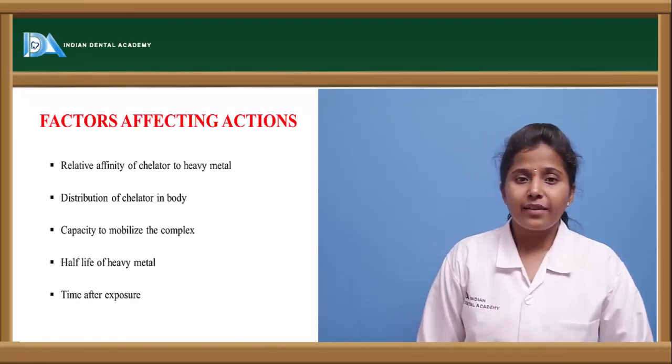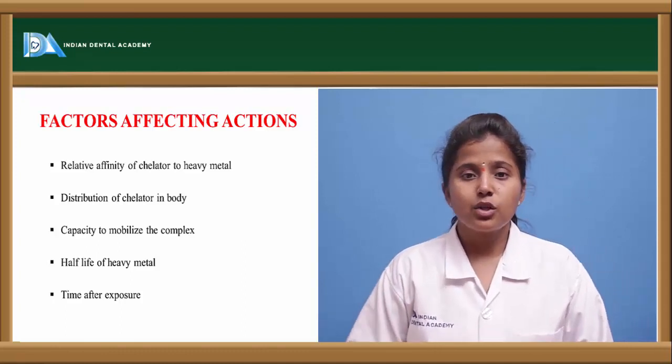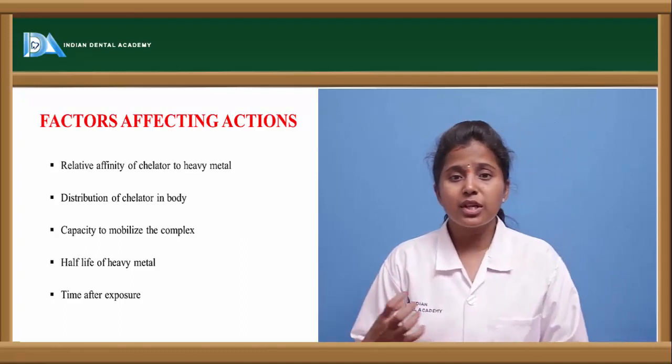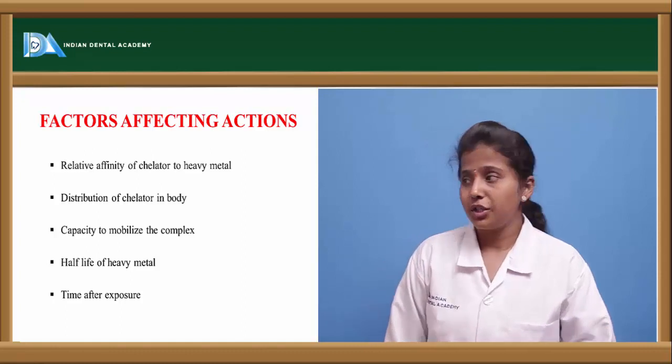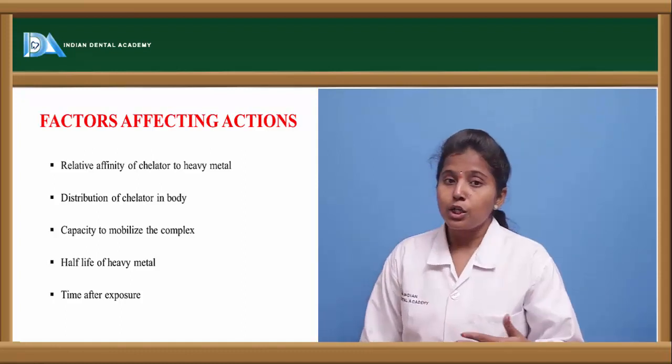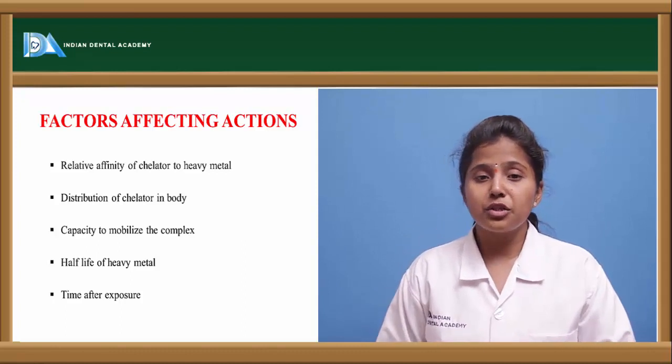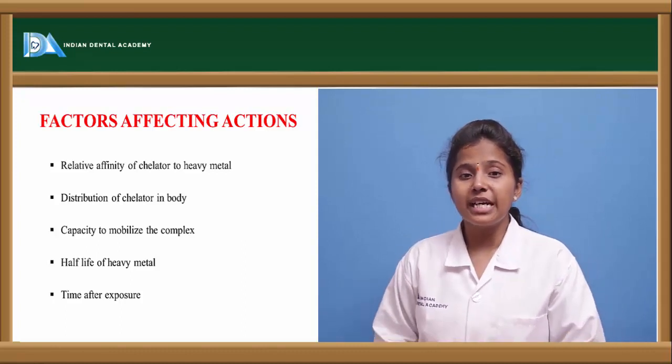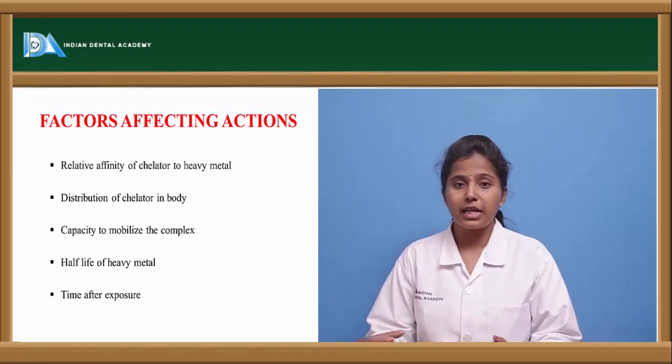What are the factors affecting chelation? What are the factors which influence the process of chelation? The first is the relative affinity of the chelator to the heavy metal. In order for the chelation process to occur, the chelating agent should have affinity for that heavy metal.